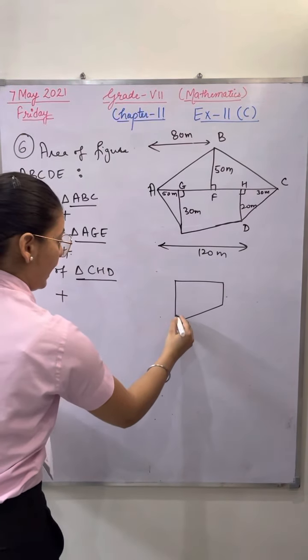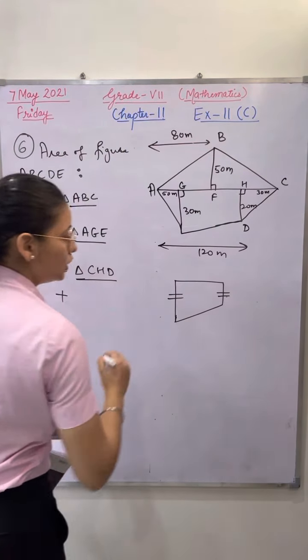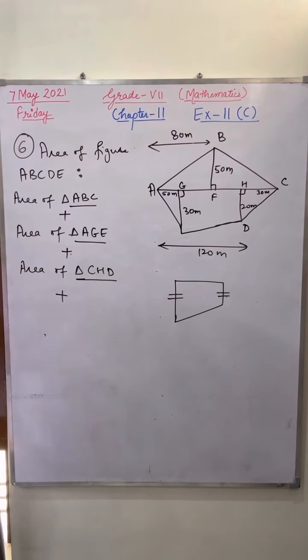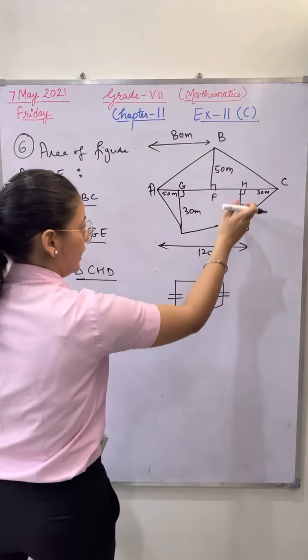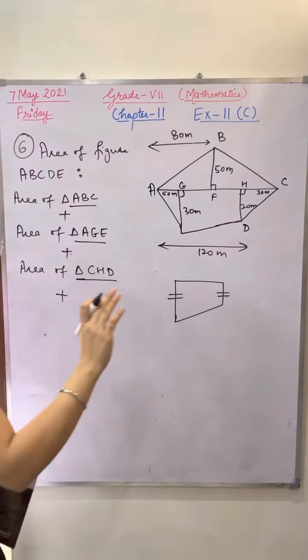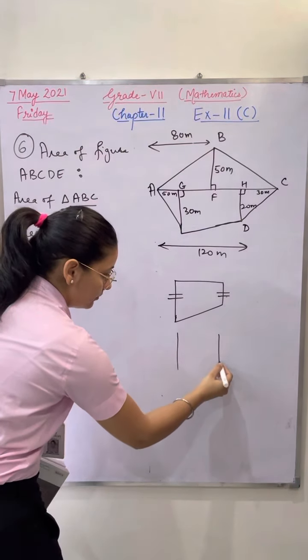Okay? I said in a trapezium, two sides should be parallel to each other. I am not saying these are equal. If this is 30, this is 20, doesn't matter. They should not be equal. They should be parallel, means going in the same direction. Either this can be bigger, or this can be bigger. Okay, going in the same direction.